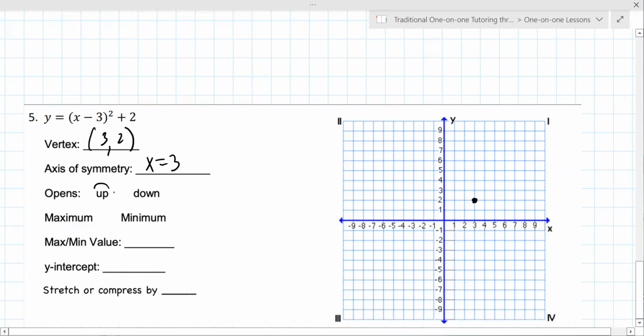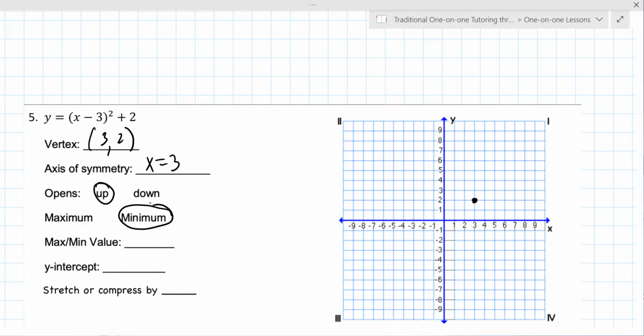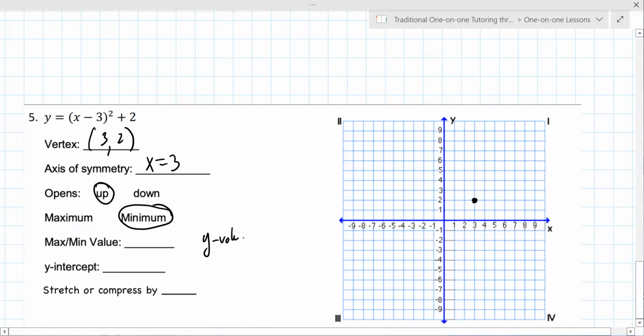Now does it open up or down? Up. Does it have a max or a min? It's a min. What is the minimum value? It's always the y value of the vertex, so it's 2. Now the y-intercept.